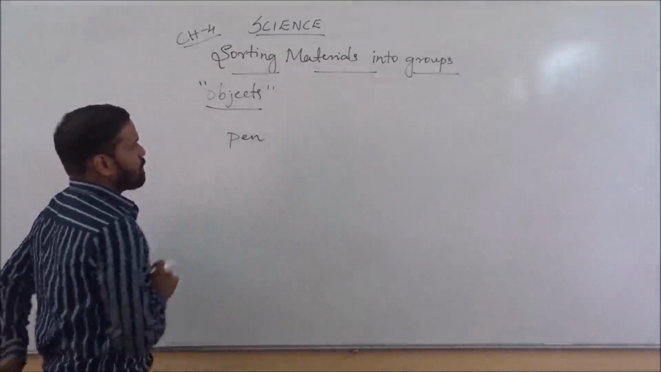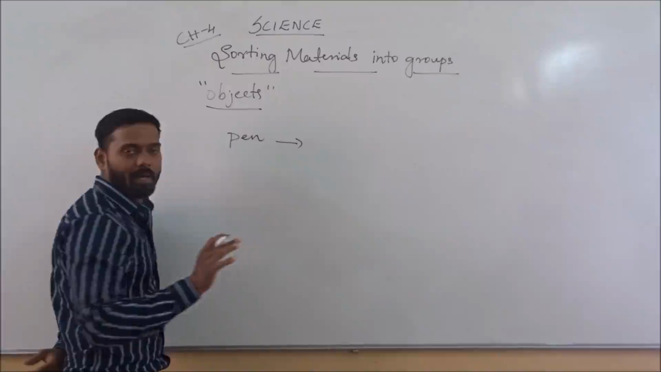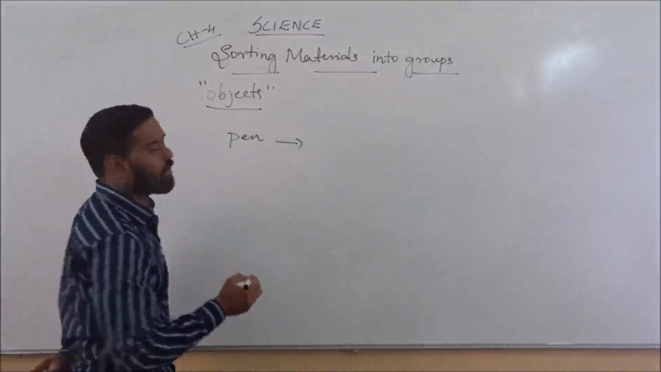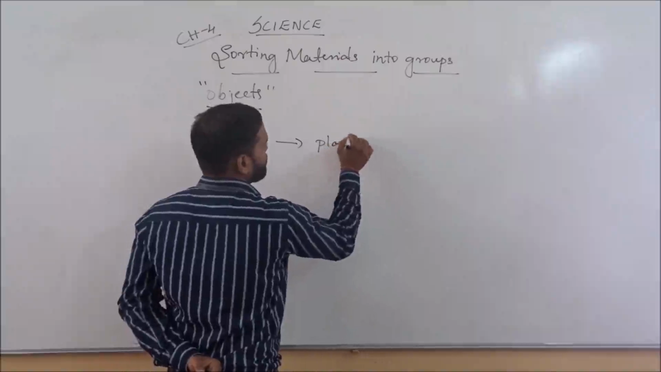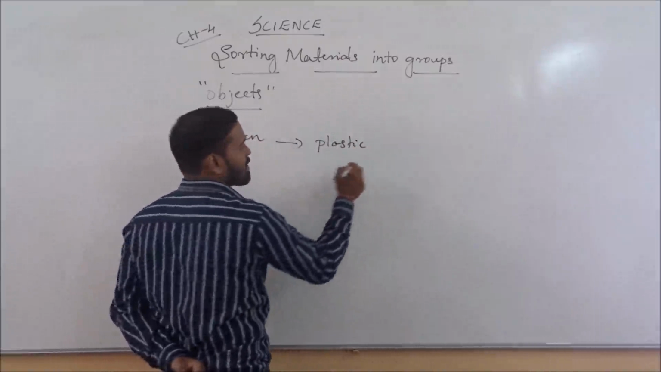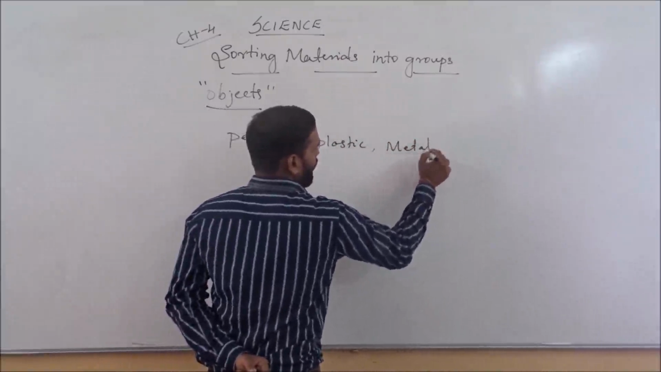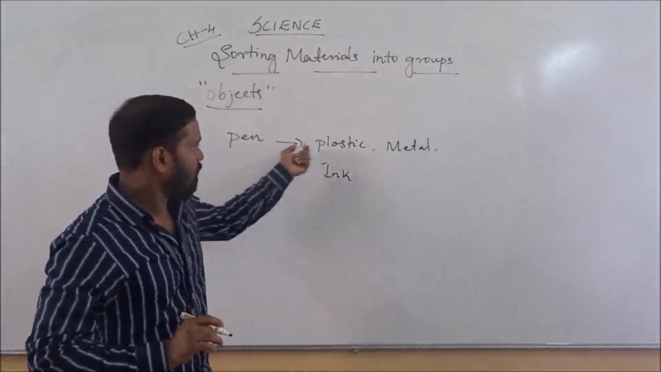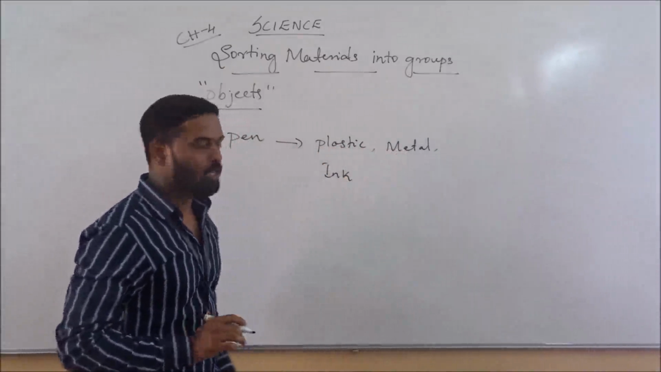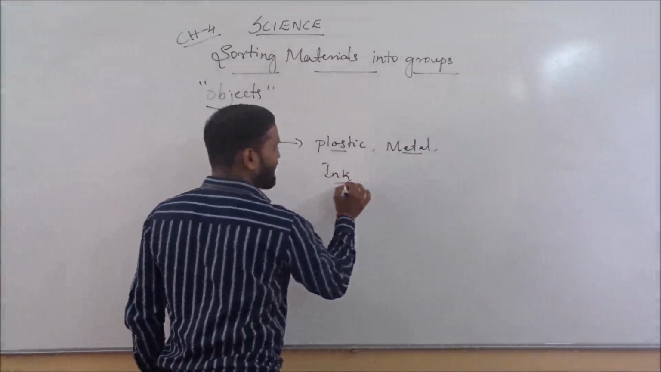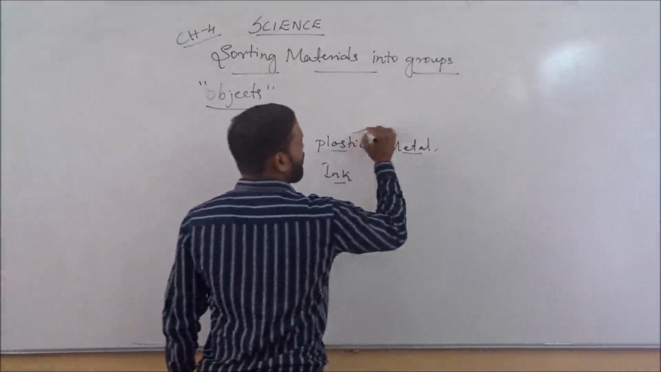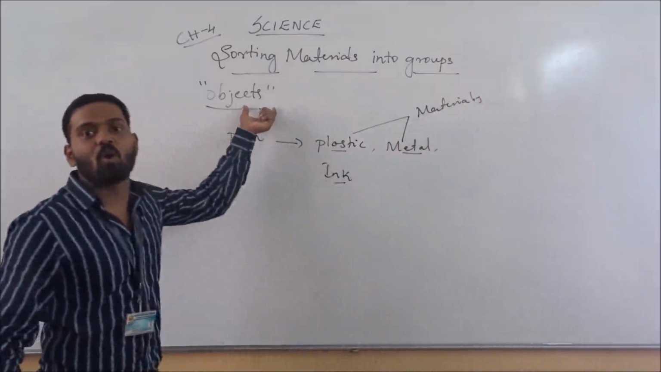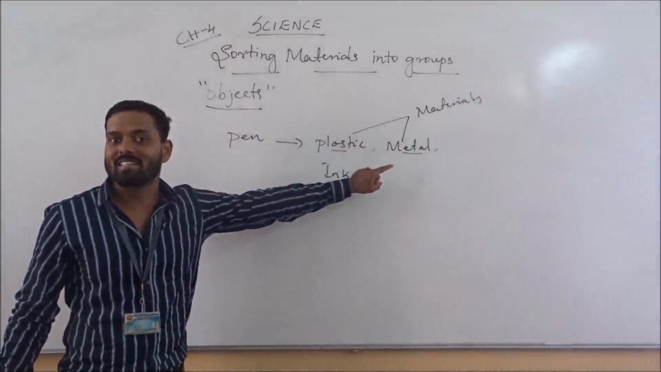If you look at a pen, it is made of many things. If you want to make a pen, what do we require? We require plastic. The pen tip is metal, and ink is necessary. So to make a pen, we require plastic, metal and ink. What are these plastic, metal and ink? We can call them materials. That means to make any object, you require materials.